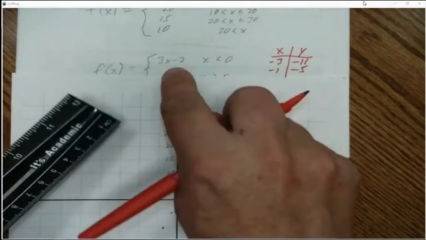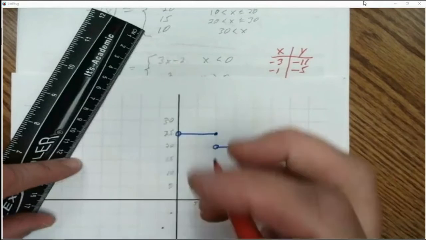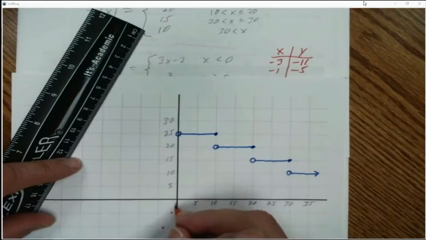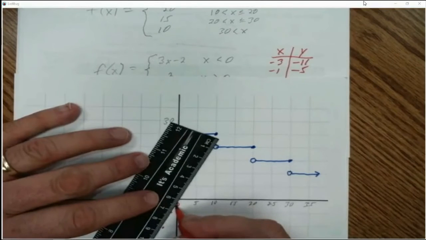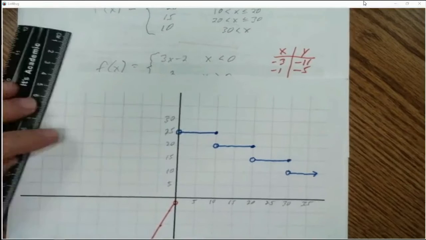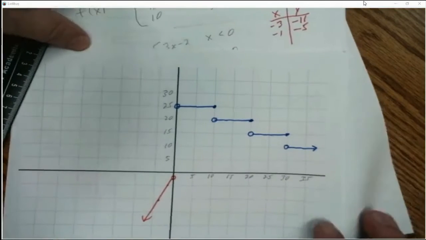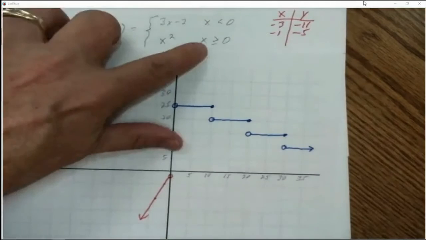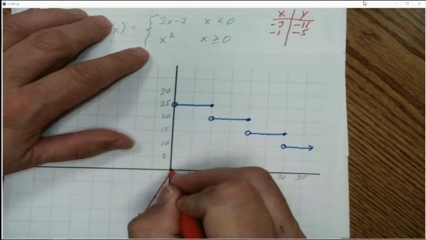So I'm doing a line. This is a linear equation, right? It goes up to 0. When x is 0, it's at -2, but that's going to be a hollow circle. And when I graph that, it's going to be a line that looks like that. So there is the first portion of my graph. And then I said anytime it's 0 or greater, I'm going to be x squared. So at 0, it counts as 0.